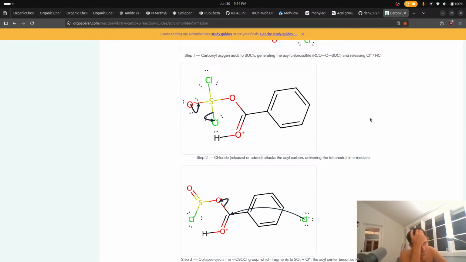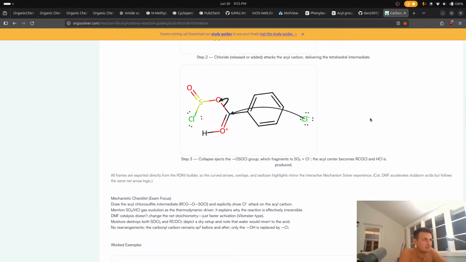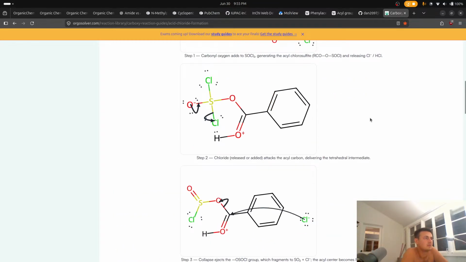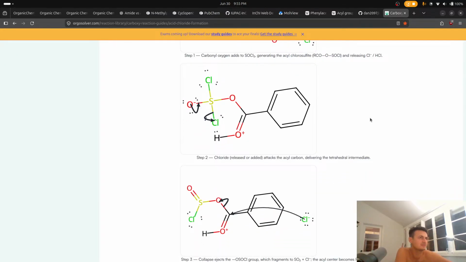Like, is it fully automated, or did someone just export all the frames directly from the RDKit builder? Is that really what happens? I don't feel like that's exactly what my professor showed.